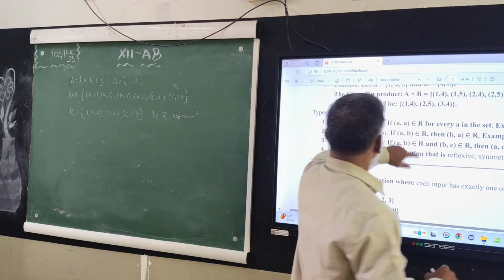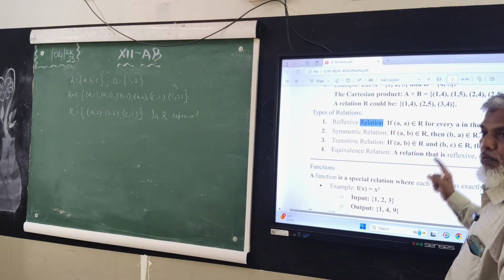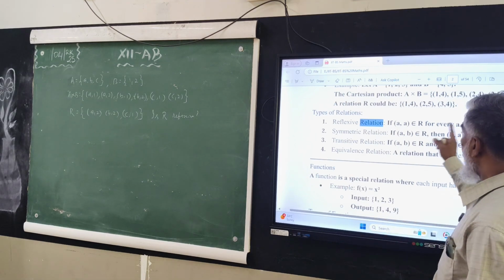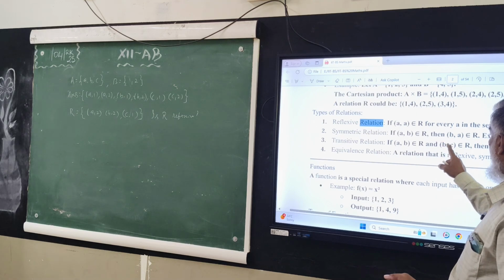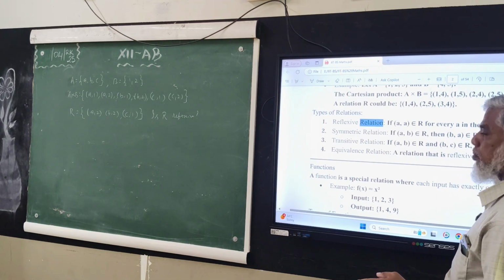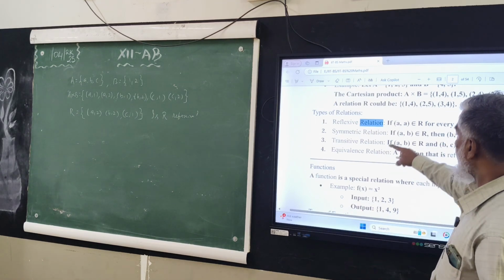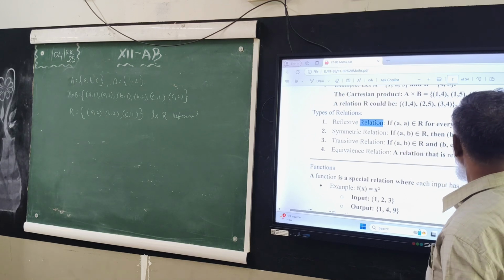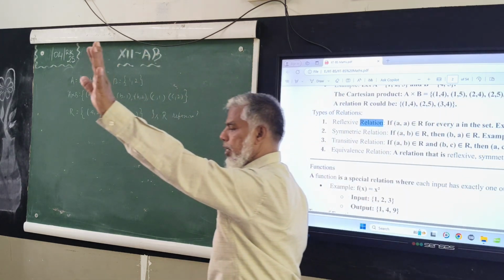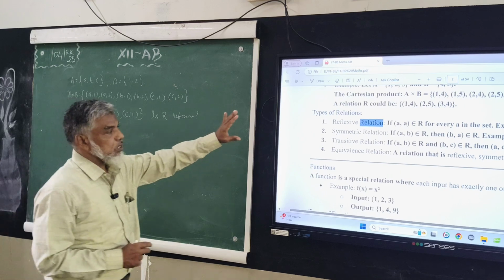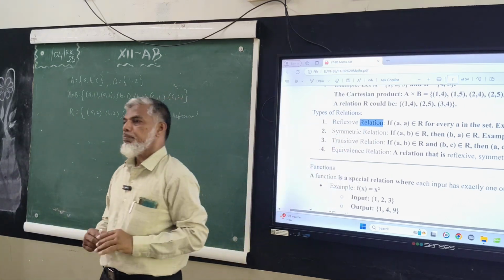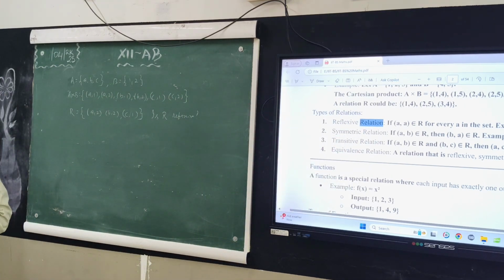Now what is symmetry? If A comma B is there, then B comma A also belongs to it. And transitive: A comma B belongs to the relation and B comma C belongs to the relation, then A comma C also belongs to the relation. If all 3 properties are satisfied, then it is called an equivalence relation, and this concept we already studied in +1 or +2. Now, based on this, we will have a problem.